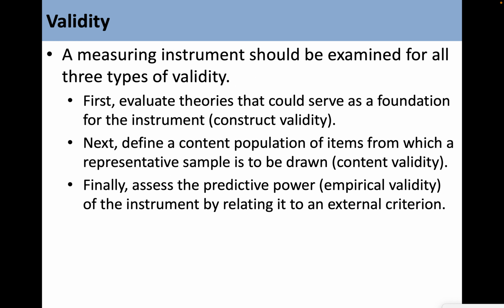A measuring instrument should be examined for all three types of validity. First, evaluate the theories that should serve as a foundation for the instrument, and this would be construct validity. Next, define a content population of items from which a representative sample is to be drawn, and that would be content validity. Finally, assess the predictive power, the empirical validity of the instrument, by relating it to an external criterion. And we used to do this in the laboratory.